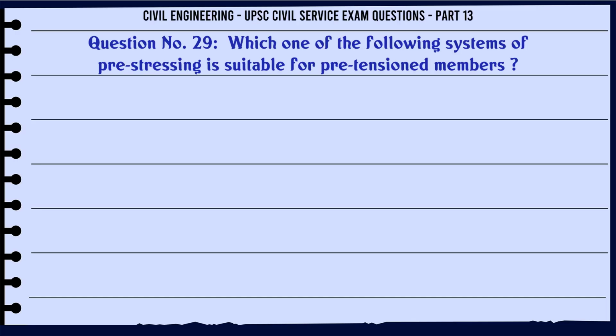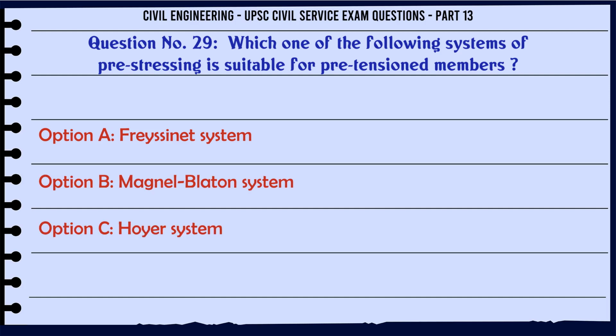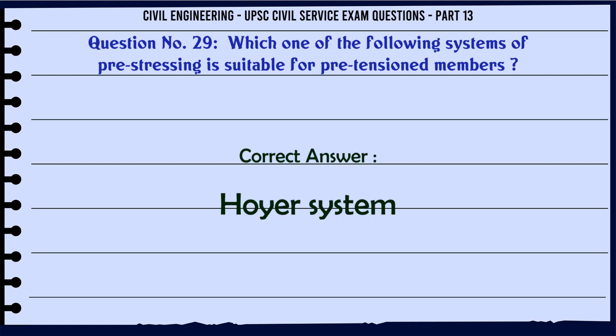Which one of the following systems of pre-stressing is suitable for pre-tensioned members? A. Freyssinet system, B. Magnel-Blaton system, C. Hoyer system, D. Gifford-Udall system. The correct answer is Hoyer system.